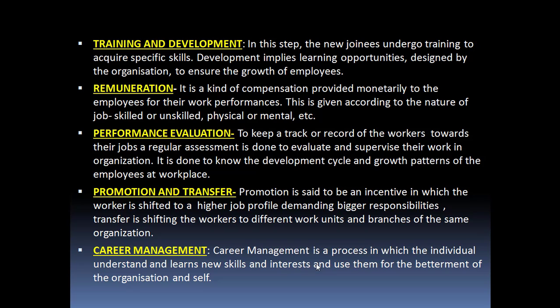Career management is a process in which the individual understands and learns new skills and interests and uses them for the betterment of the organization and self. Right? So this was the complete staffing process.